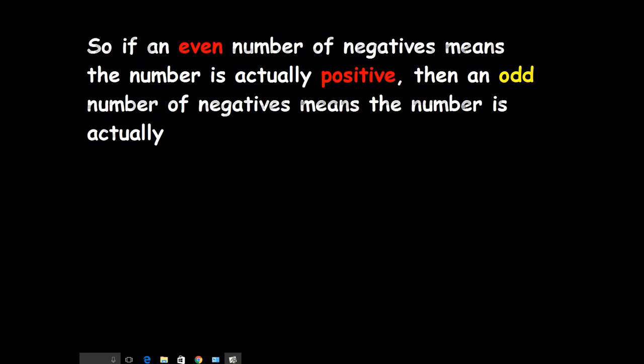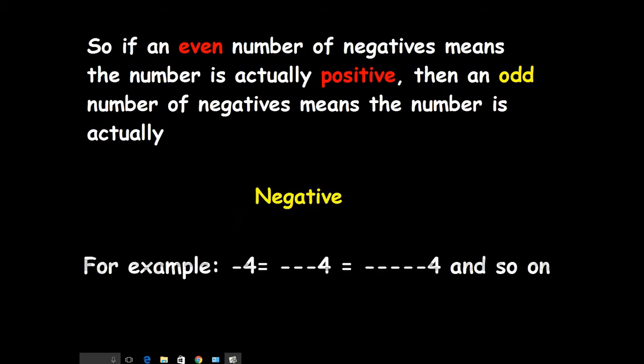Now, if an even number of negatives means the number is actually positive, then an odd number of negatives means the number is actually what? Negative, right? -4, one negative, same as three negatives, same as five negatives, and so on.